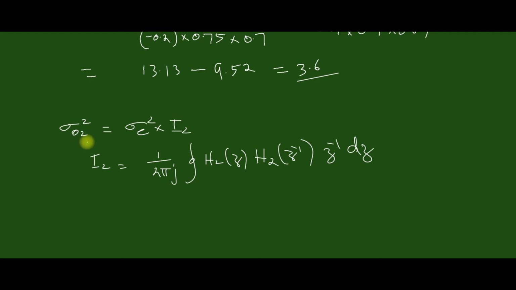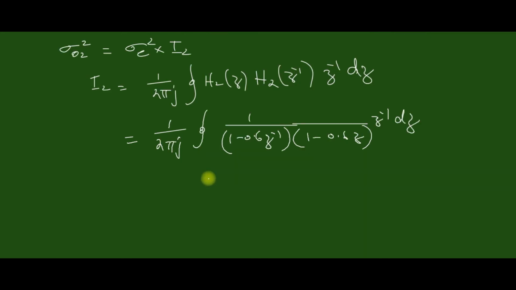In a similar manner, we can compute sigma naught 2 square, sigma e square into I2, where I2 is given by contour integral of h2 of z. We have seen that the error seen by e2 of n is only h2 of z. So instead of h of z, we can replace it with h2 of z. Now substituting, I2 equal to 1 by 2 pi j into 1 by 0.6.